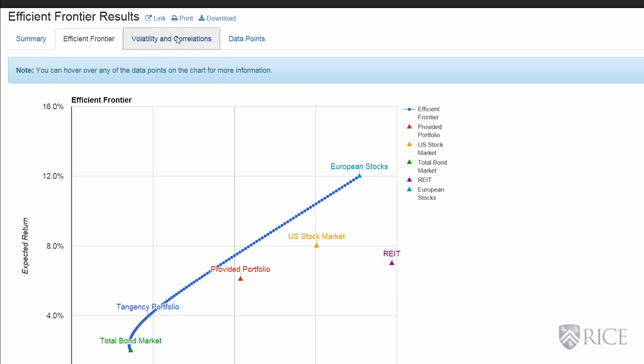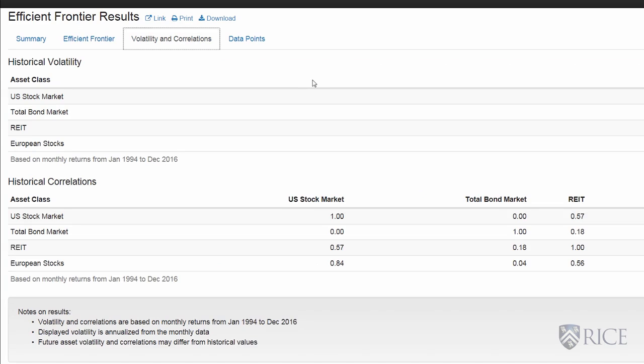I can go over here to volatility and correlations and take a look at what's going on here as well. If you want to get historical returns as well as historical volatility and Sharpe ratio, you're going to need to do the same asset classes in Portfolio Visualizer's historical efficient frontier or Portfolio Visualizer's mean variance optimizer. Again, since we're doing forward-looking forecasted returns, we don't have those returns data here.